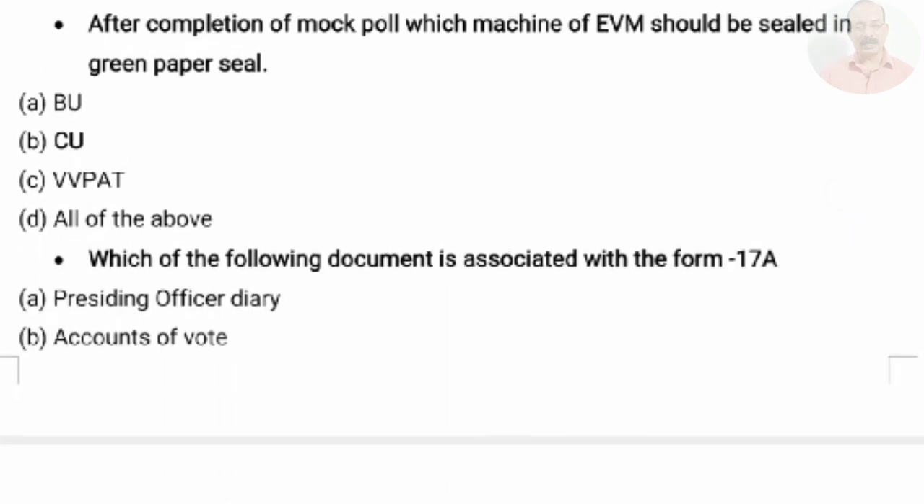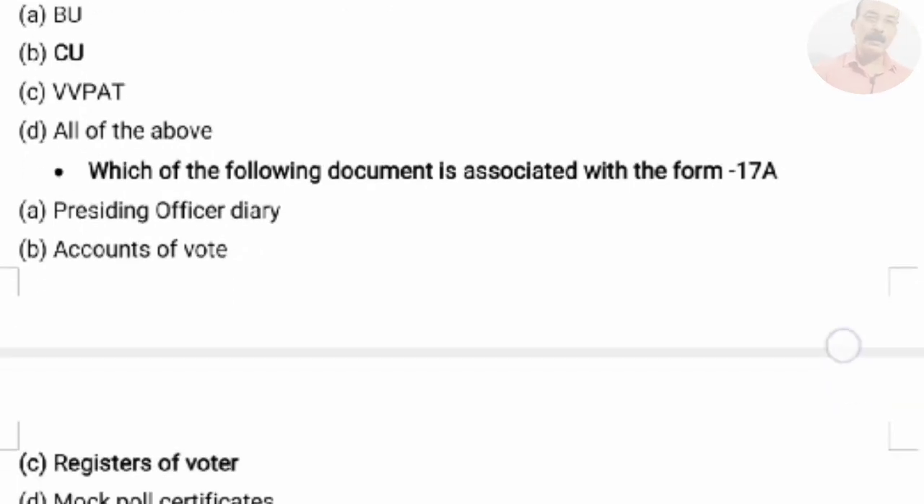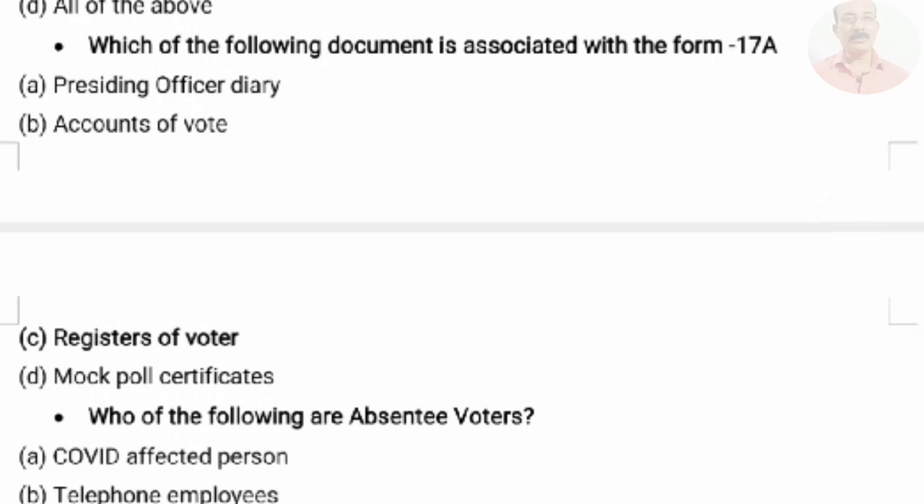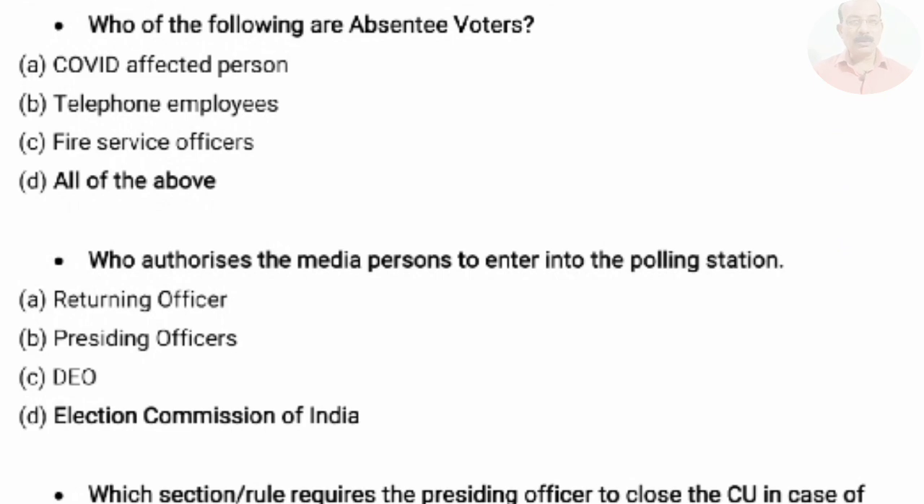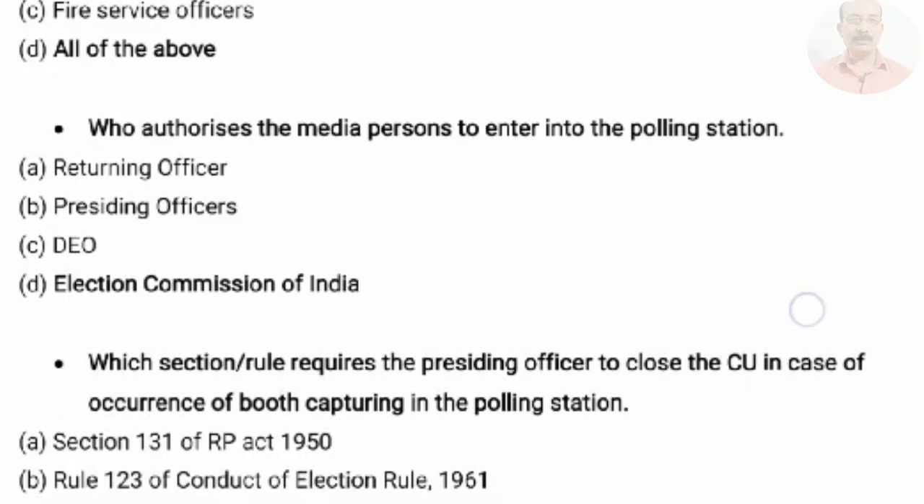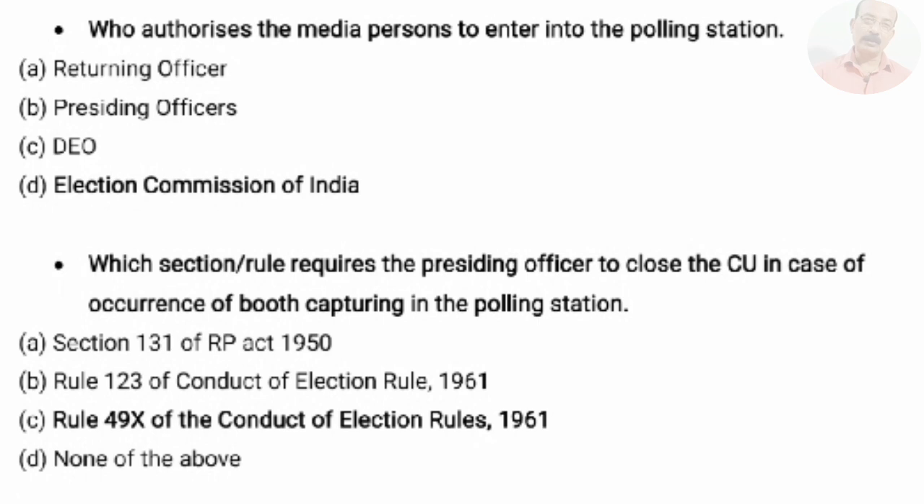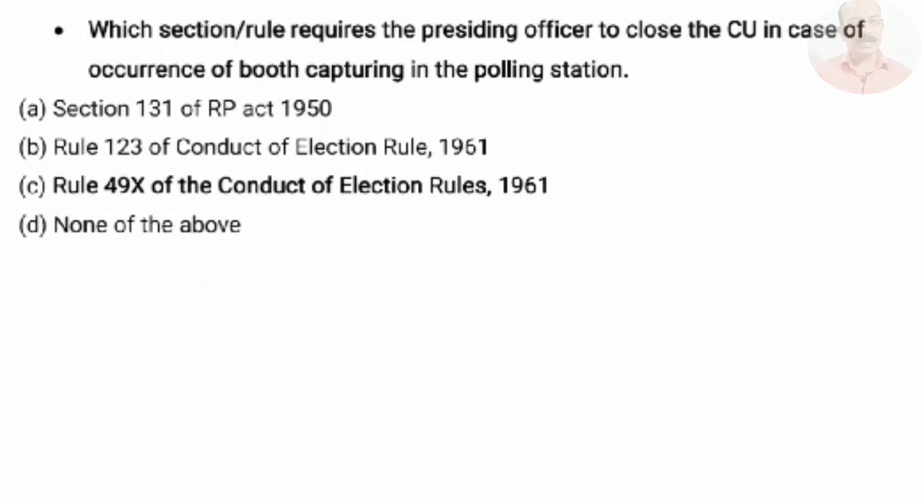ERO. After completion of a mock poll, which machine of the EVM should be sealed with a green paper seal? Control unit. Which of the following documents is associated with Form 17A, Register of Voters? Who of the following are absentee voters? All the above. Who authorizes media persons to enter the polling station? Election Commission of India. Which rule requires the presiding officer to close the control unit in case of booth capturing in the polling station? Rule 49X of the Conduct of Election Rules 1961.